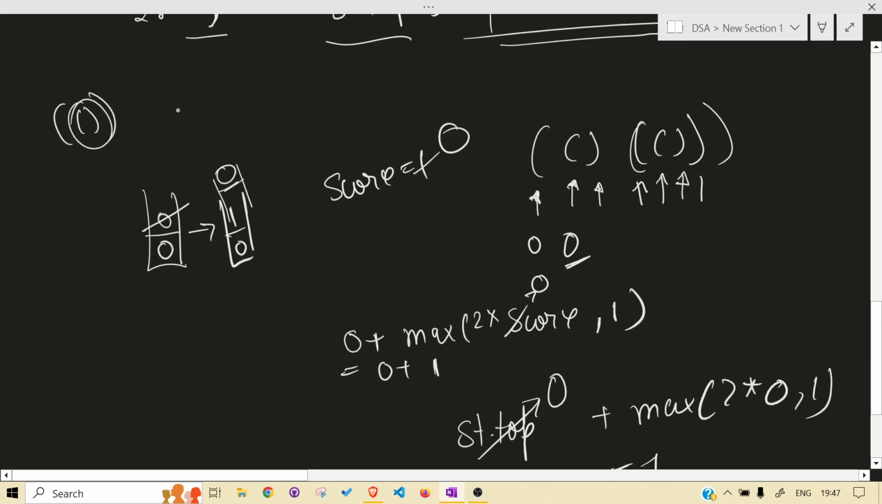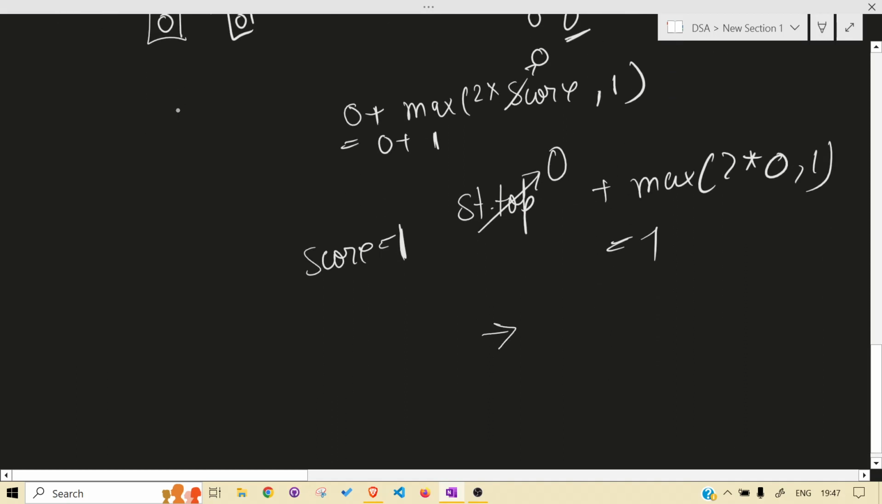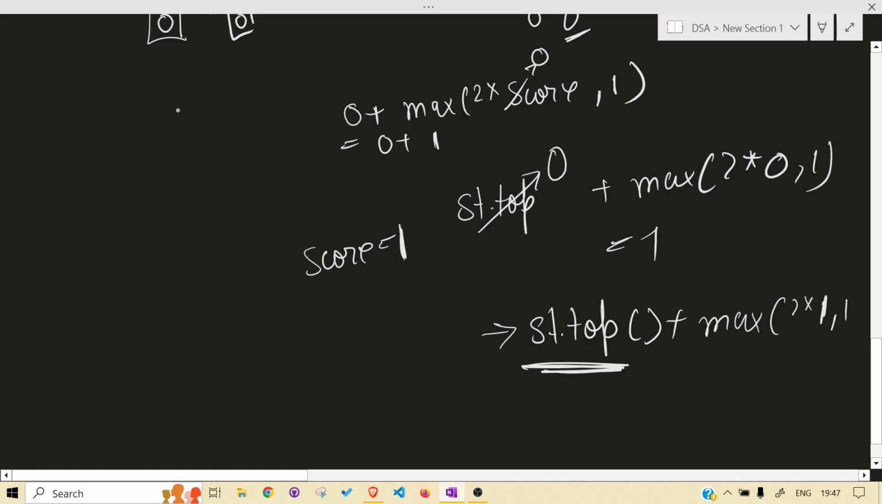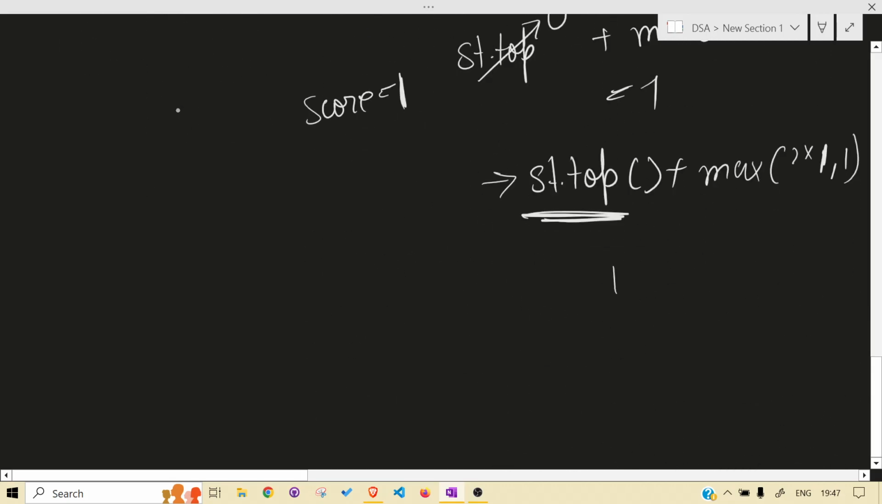That much is correct. Again, a closing bracket occurred. Also, we have popped this. Again, a closing bracket occurred. What is the current score? Current score is 1. What we will do is, stack top, the previous that we have, and the current 2 into the current score, 1 comma 1. Stack top is 1 currently. 1 plus 2, it's 3.